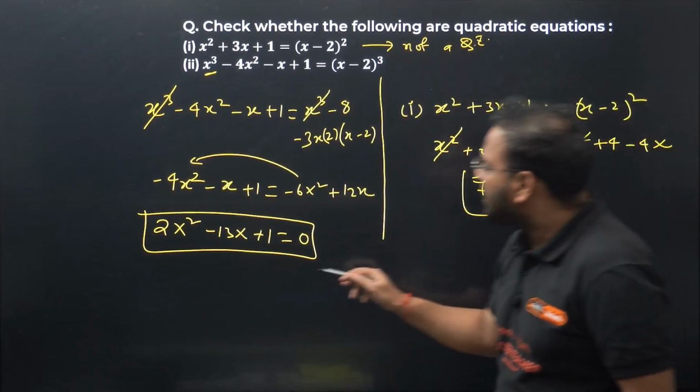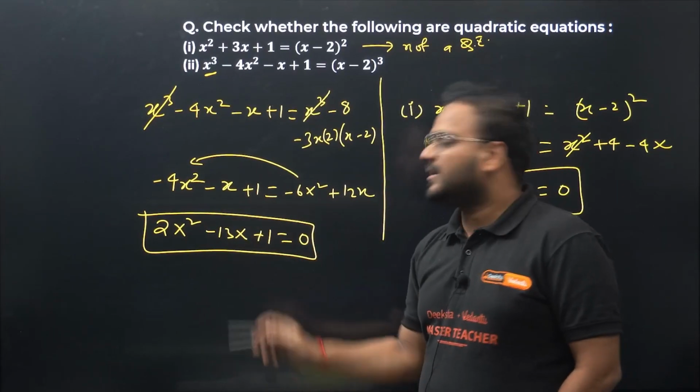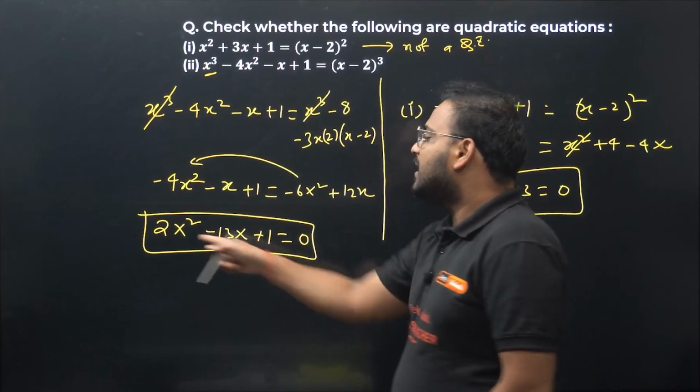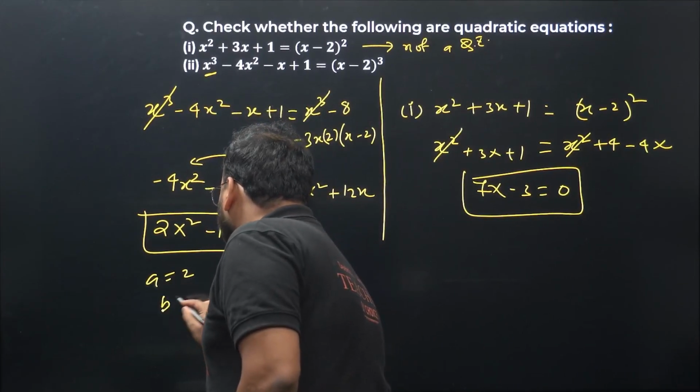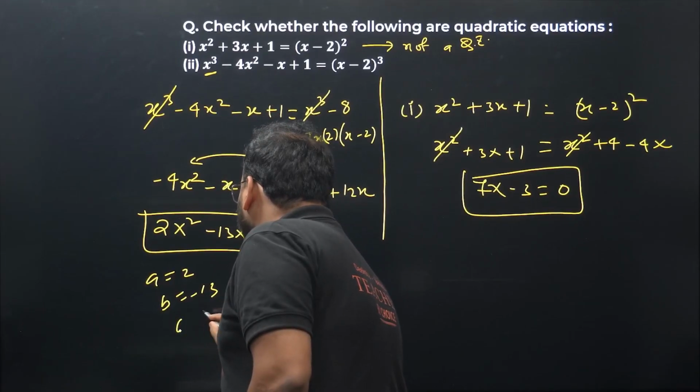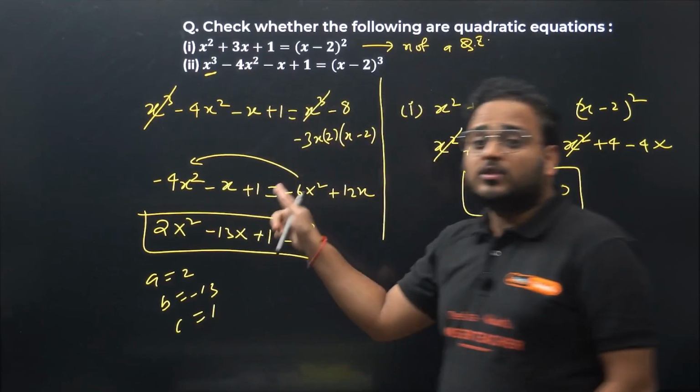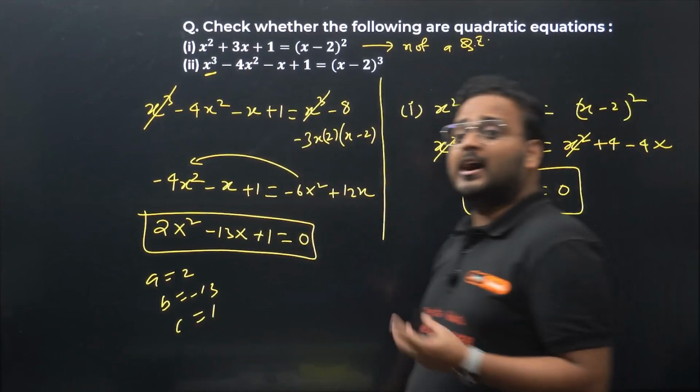I'll try not to, but I might make one, so please cross check. And I think this is a quadratic, right? ax square plus bx plus c. Your a value is 2, your b value is minus 13, and your c value is 1. You have to know these things. You must know what the a value and b value are.